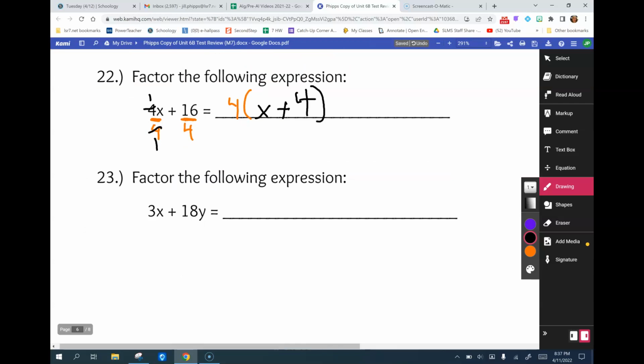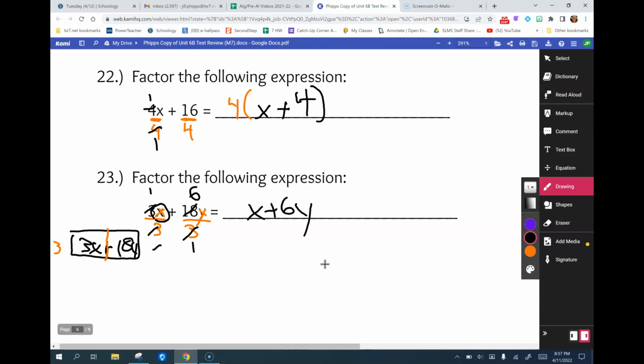Factor this one. What are they both divisible by? Again, if you like the box, I'm just going to keep doing it different ways so you can decide what you like best. Okay, what are they both divisible by? They're both divisible by a 3. Now, they both have variables. Are they the same variables? This is an x and this is a y. Nope. So all you can do is take out a 3. So if I take 3x divided by 3, 18y divided by 3, this divides out to 1. Divide by 3, and I get a 6. So that means I have an x plus a 6y. Good.